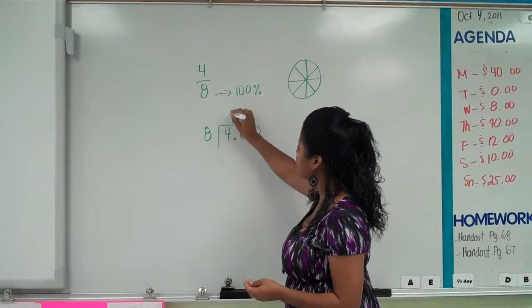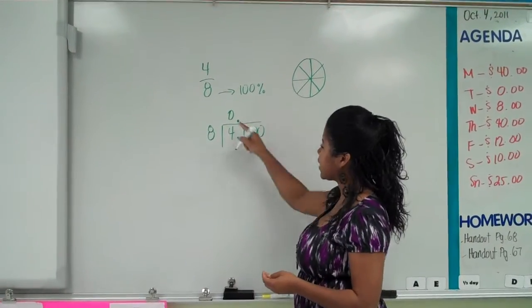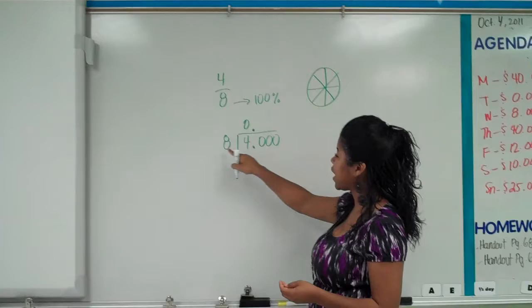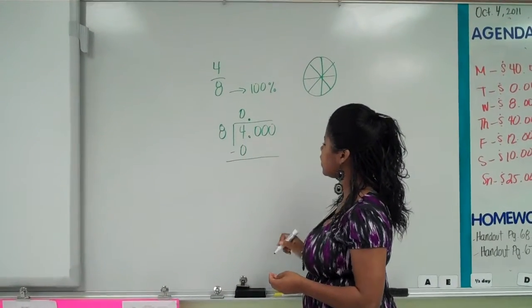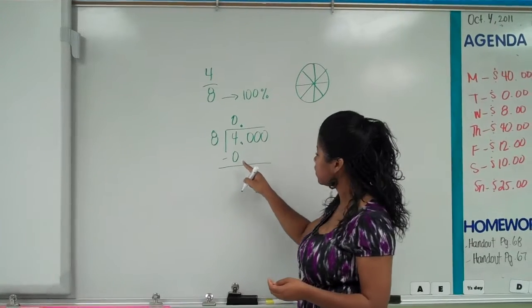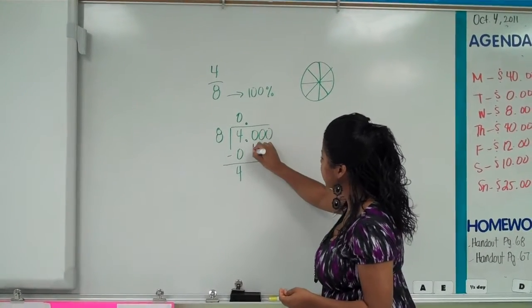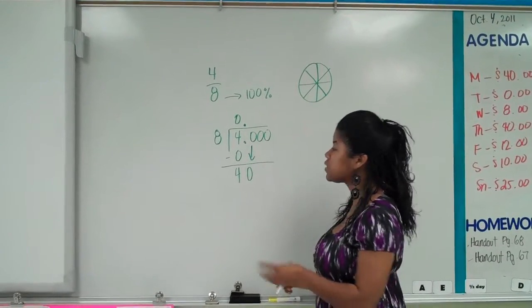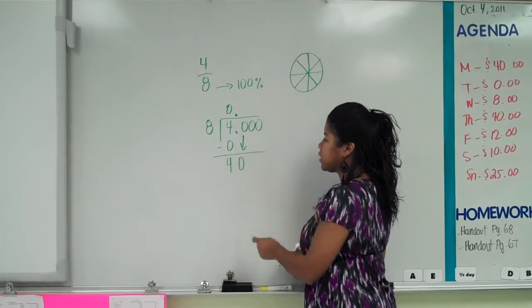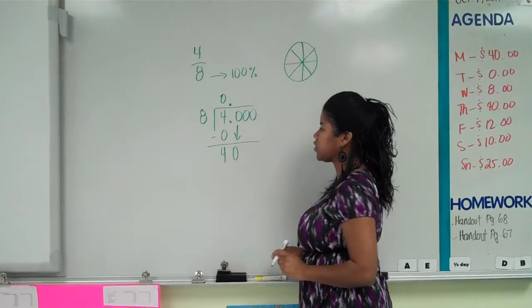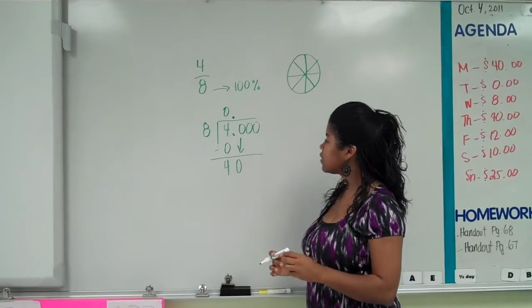8 goes into 4 0 times. You write your answer right up top. The next step is to multiply. 0 times 8 is 0. 4 take away 0 is 4. Bring down your next number. And it's important to keep in mind that every digit must be directly underneath another digit. Make sure your numbers are aligned and make sure they stay straight.